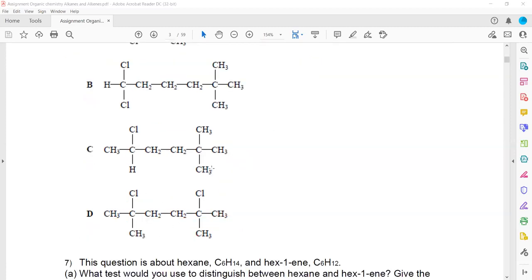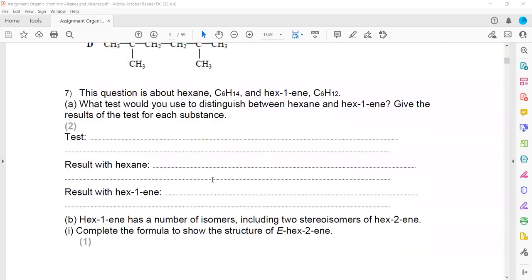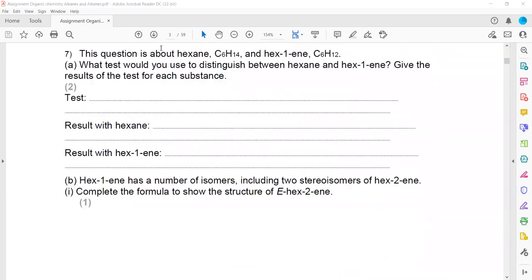Why not D? Because D contains two chlorines, so that is not a possible answer. This question is about hexane, which is C6H14, and hexene, which is C6H12. What is the test to distinguish one being an alkene and the other an alkane? We can add bromine water.